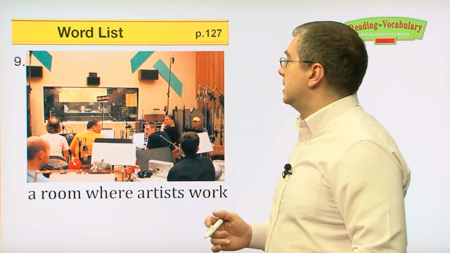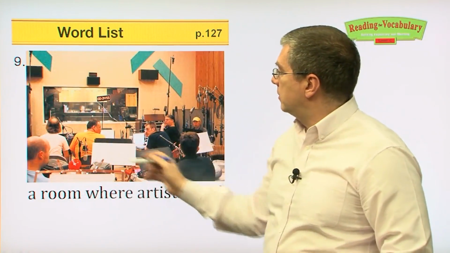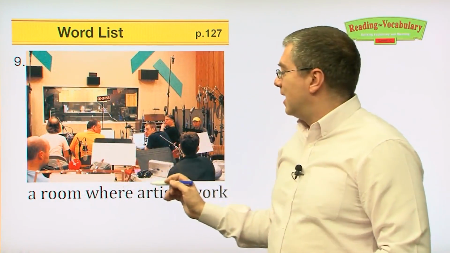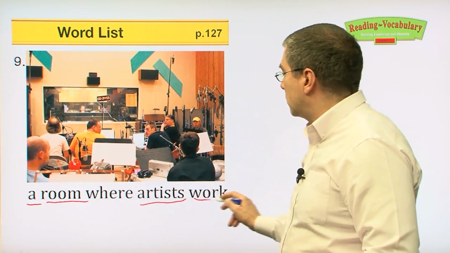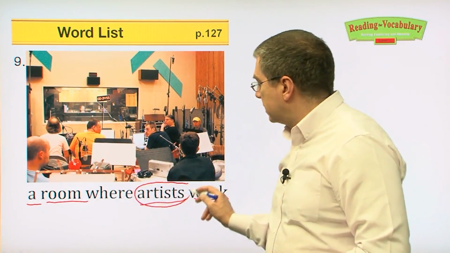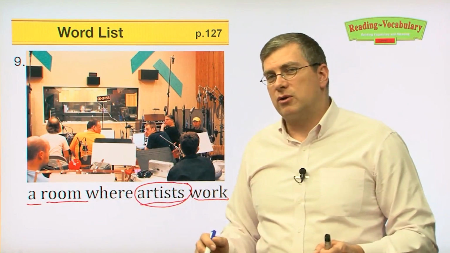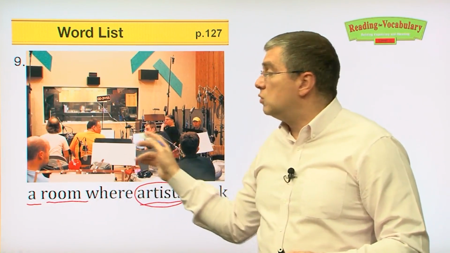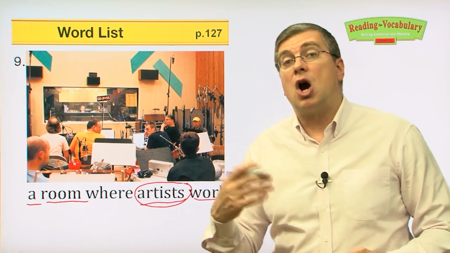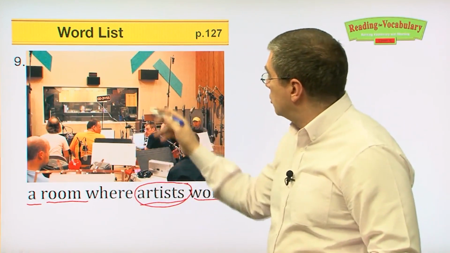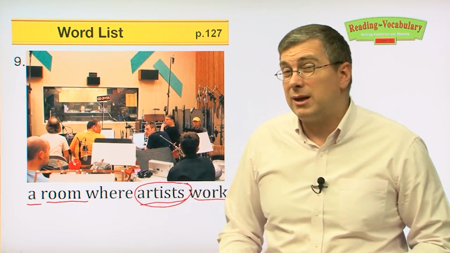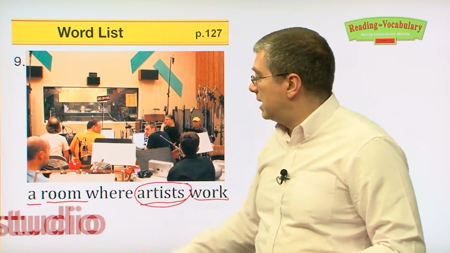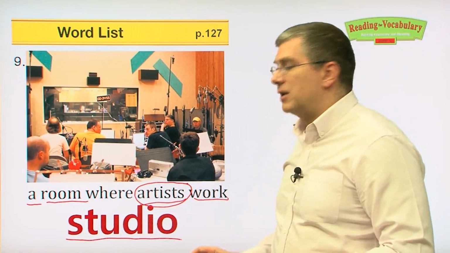Okay, next one. What are these people doing? These are musicians, right? They're in a room where artists work. Remember, artist is anybody who's creative. In this case, musicians are artists. In this room, they have many microphones. They're recording their song. What is this room? It's a studio. A studio.